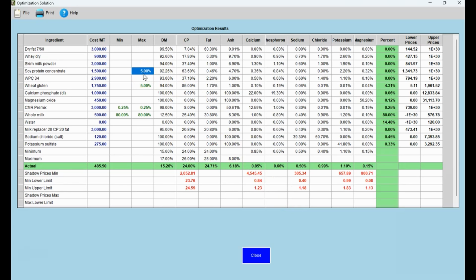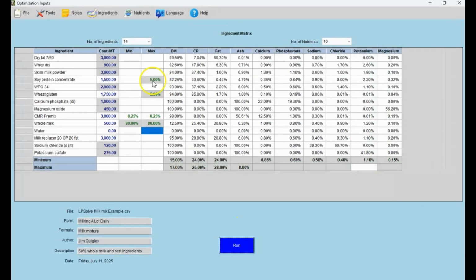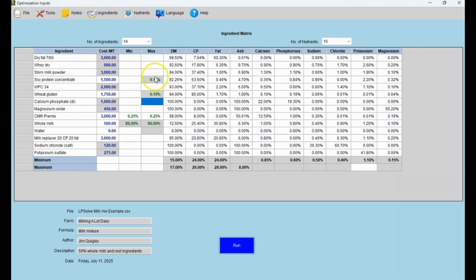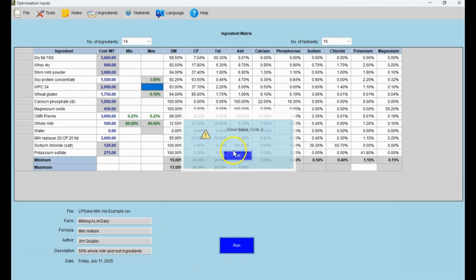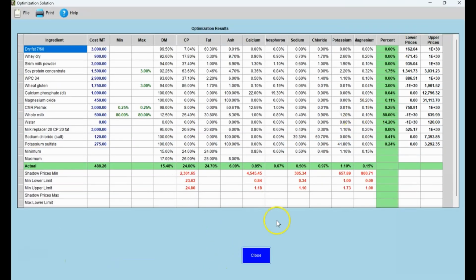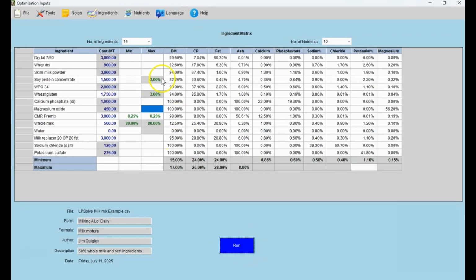Now let's see what happens if we restrict soy protein concentrate and wheat gluten to a maximum of only 0.1% each. When we do this, the model struggles to meet the 24% protein requirement using whole milk and milk-based ingredients. In fact, without higher protein ingredients such as SPC or WPC, the maximum protein concentration we can realistically achieve with whole milk is closer to 20 to 22%. We could confirm this by lowering the protein minimum and rerunning the model, but the conclusion is clear. Achieving higher protein levels requires additional protein sources.